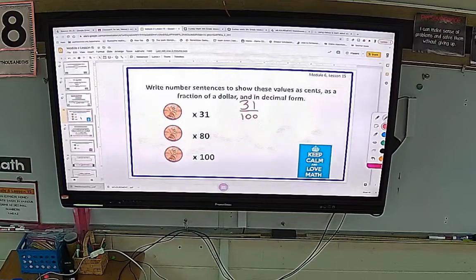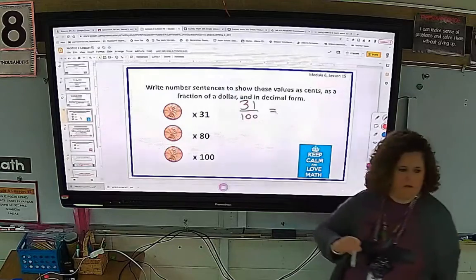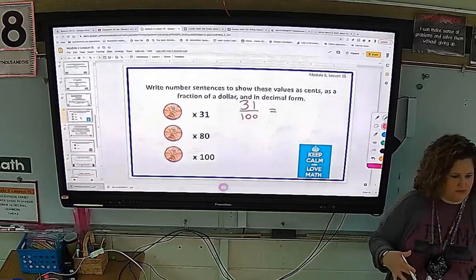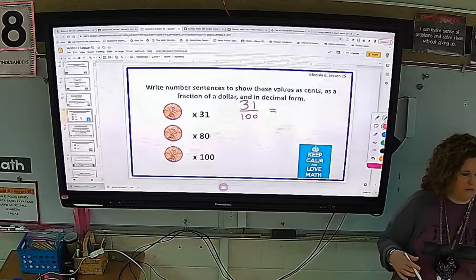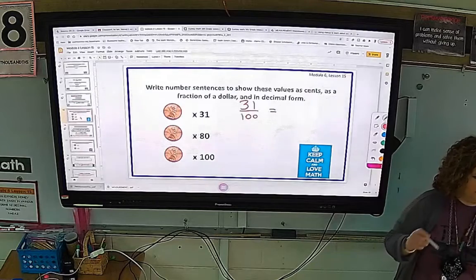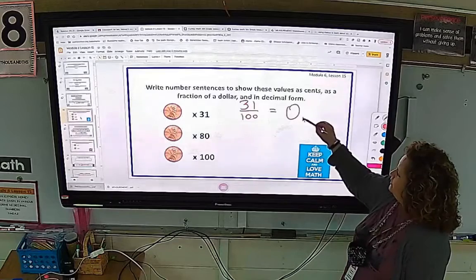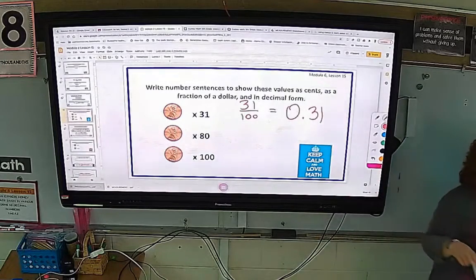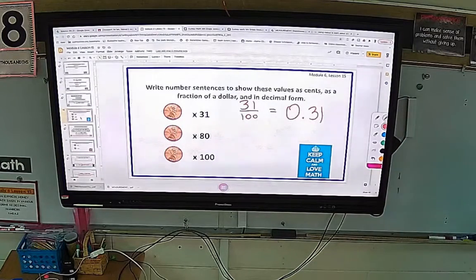Okay, so what does the decimal look like? Valerie, what would the decimal look like? 31 hundredths. We've written that as a decimal before. Brandon, help her out. 0.31. Okay, isn't that 31 hundredths? And so we've seen this already. It's just now we're putting it in the context of money. We're bringing that idea on.